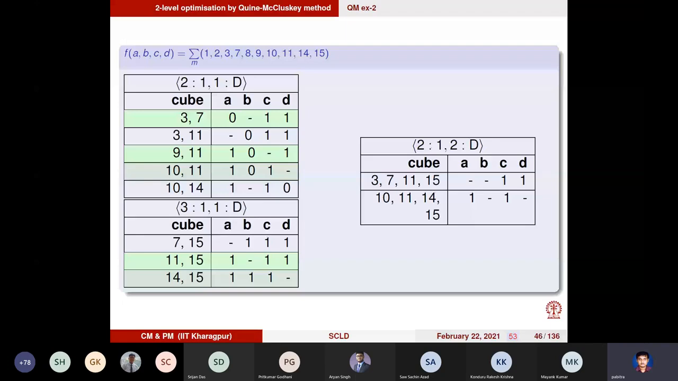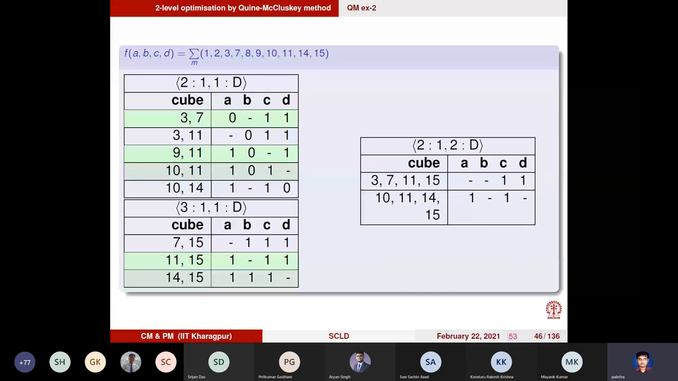Maybe I'm making a mistake. 3, 7, 11, 15 is there. 10, 11, 14, 15, 8, 9, 10, 11. What about 8, 9, 11? 8, 9, 10, 11 is there. Similarly, 1, 3, 9, 11, 2, 3, 10, 11. These are there. So this is my prime implicant chart.